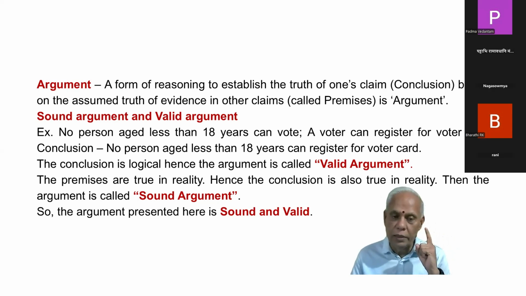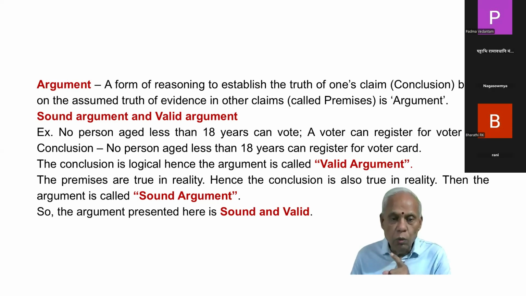If we see an example, we understand what it is. Now, look at this example. No person aged less than 18 years can vote. See, this is the rule. No person aged less than 18 years can vote. Then the second statement is, a voter can register for voter card. This is the second statement. From these two statements, what is the conclusion? No person aged less than 18 years can register for voter card. So this is the conclusion, because a voter can register for voter card. Who is a voter? A voter is he who is not less than 18 years of age. Therefore, no person aged less than 18 years can register for voter card.